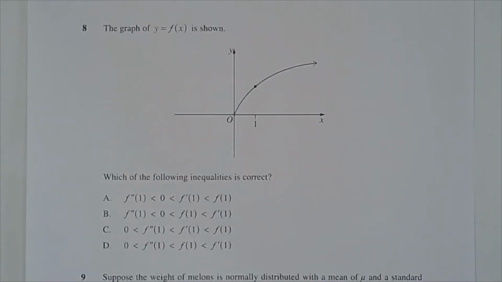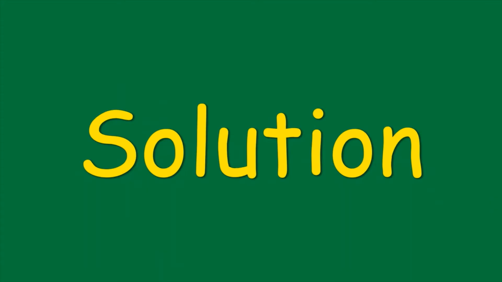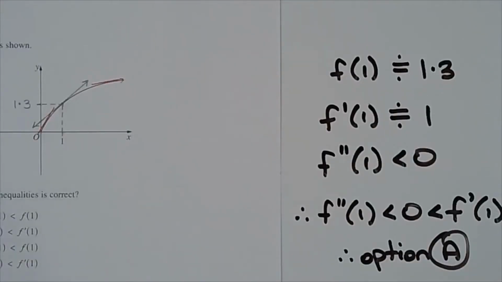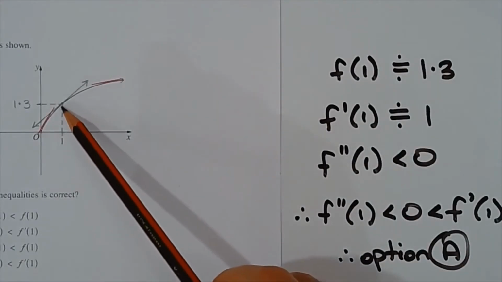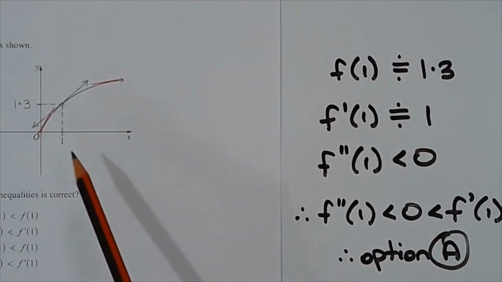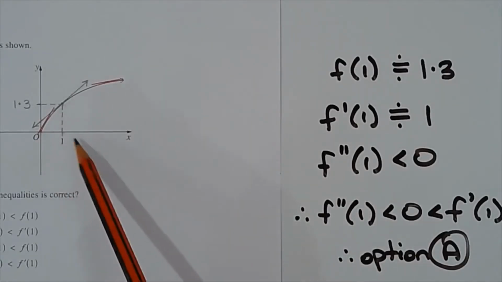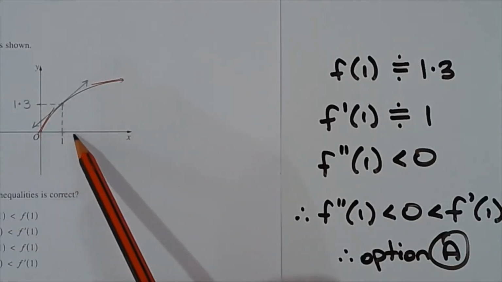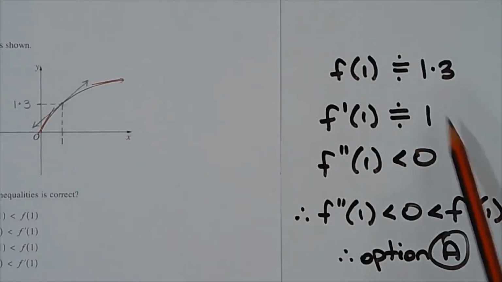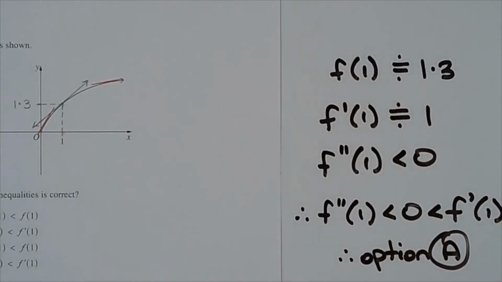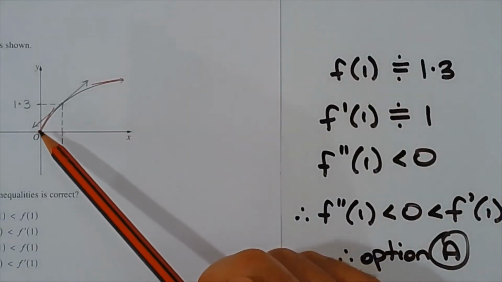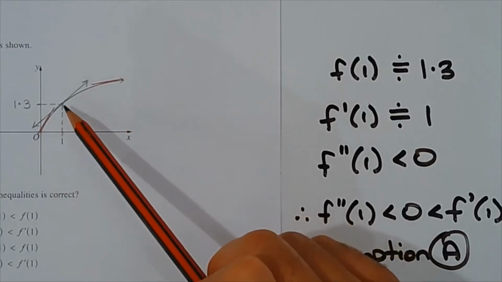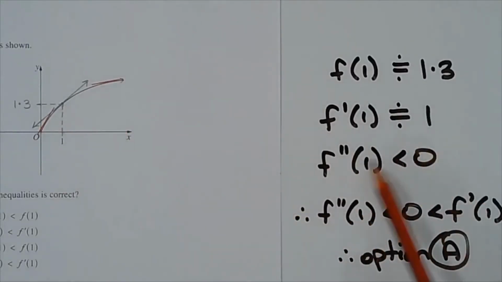The graph of y equals f of x is shown. Which of the following inequalities is correct? Assuming the graph is drawn to scale, the y-coordinate of this point is around 1.3. So the horizontal distance is 1 centimeter, and the vertical distance, the distance from the x-axis to the point, is around 1.3. So f of 1 is approximately 1.3. Now the value of the gradient of the tangent to the curve at this point is approximately 1. So that was just done by inspection.